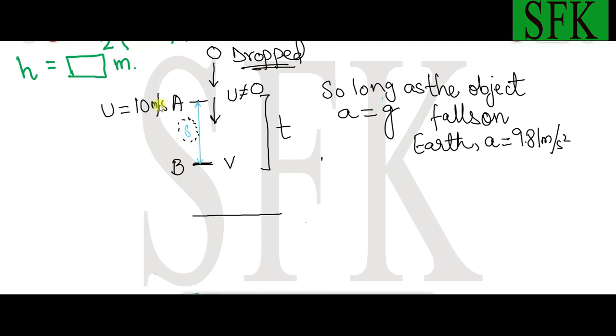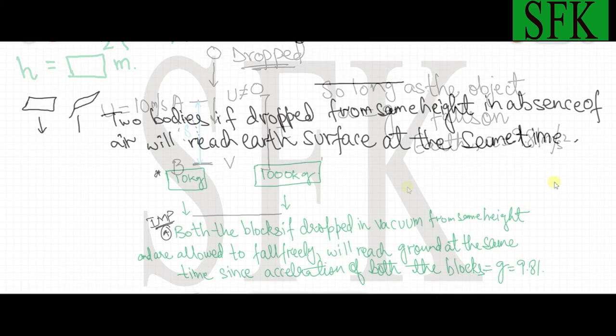Okay, so this is an important point, that whenever the term dropped is used, only dropped, its initial velocity is zero. But when a case like this is given, that the timer starts after the ball has traveled some distance, then its initial velocity is not going to be zero. And one more thing, so long as the object falls on Earth, its acceleration is 9.81.